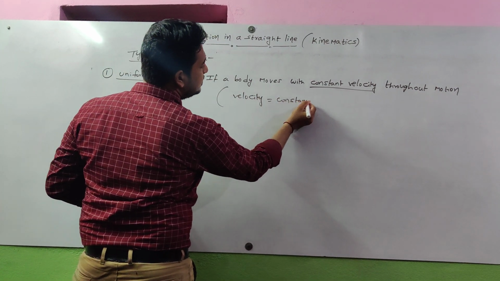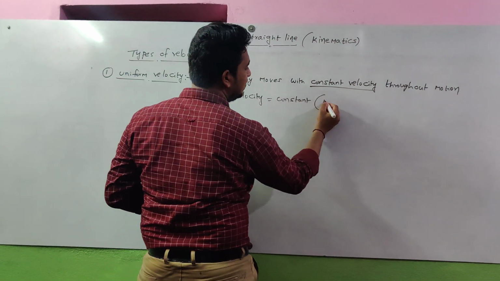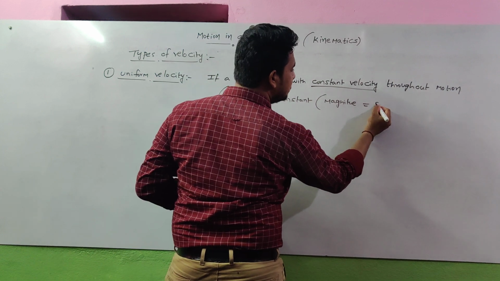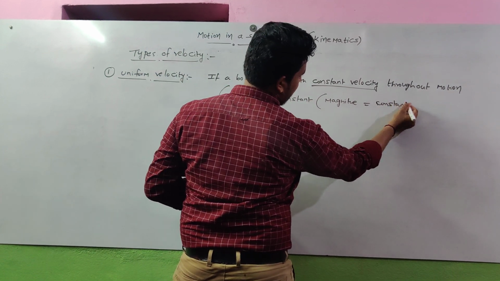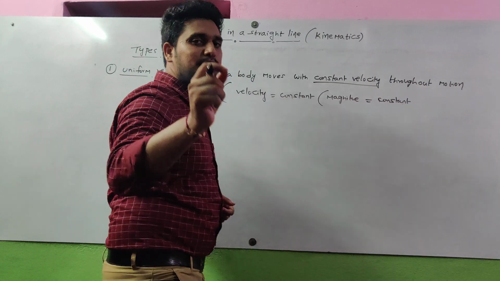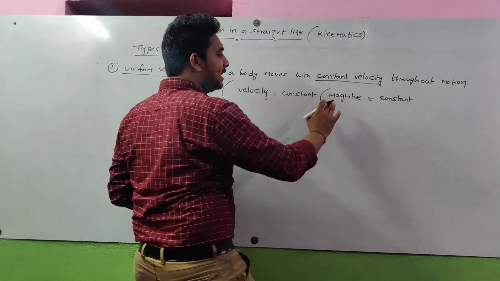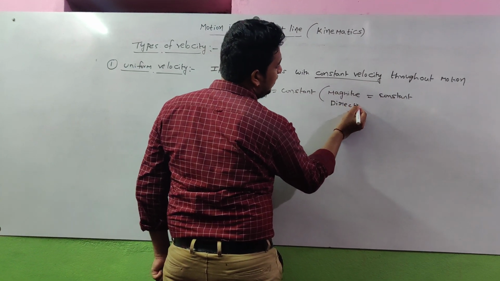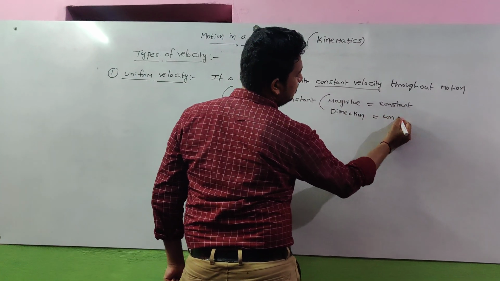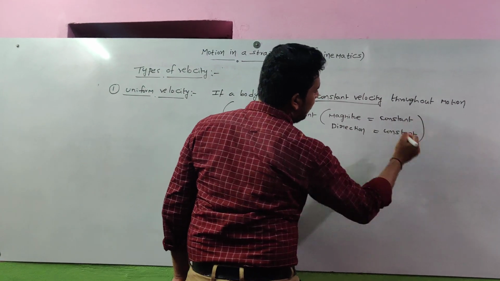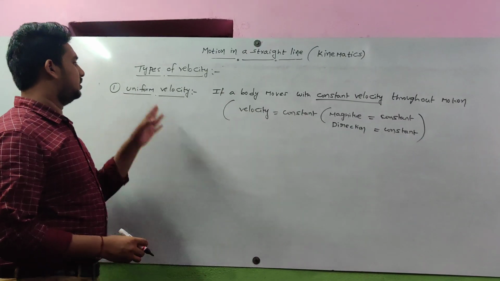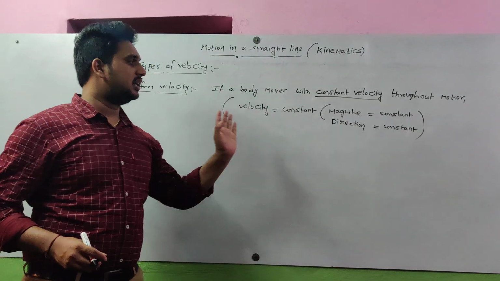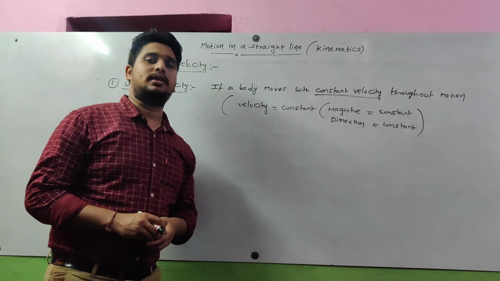Here the main thing is that velocity is constant. What is constant here? The magnitude of velocity is constant, because velocity is a vector quantity. It has both magnitude and direction. For uniform velocity, the magnitude of velocity is constant and the direction of velocity is also constant.